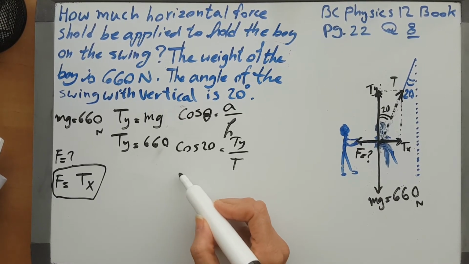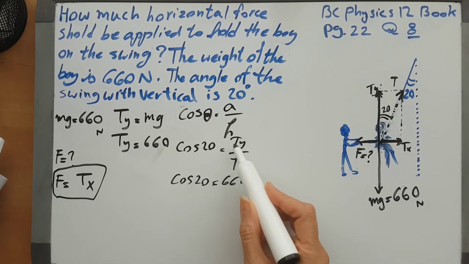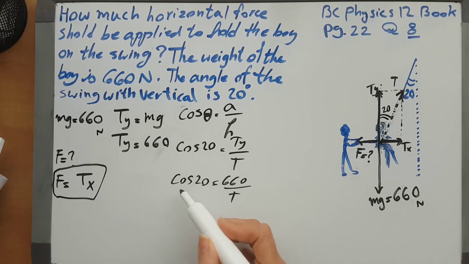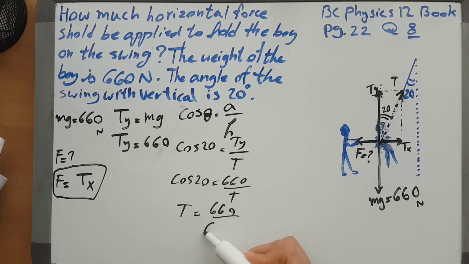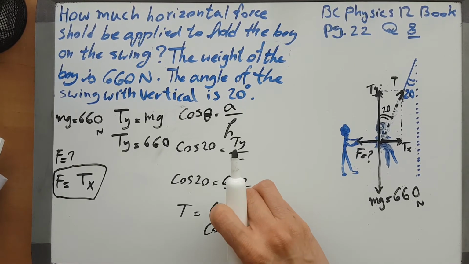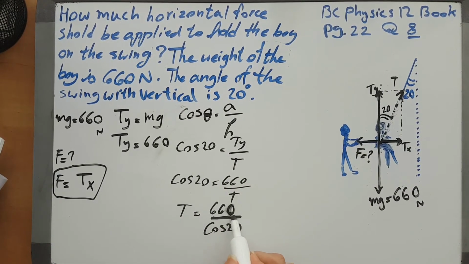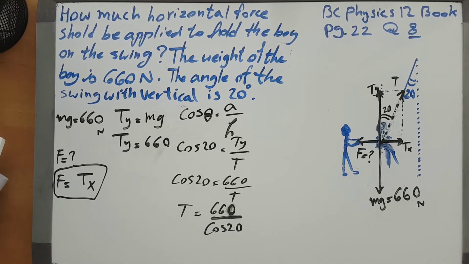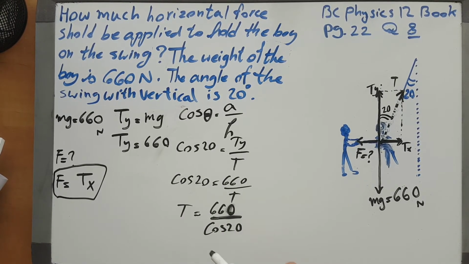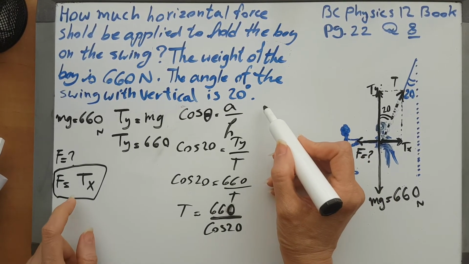So the cosine of 20 equals 660, because I have the Ty, over the T. I can take the T to the other side, it goes on the top, and T equals 660 over cosine of 20. Now that I have this, I will go to find the Tx, because Tx is actually what I'm looking for, right?